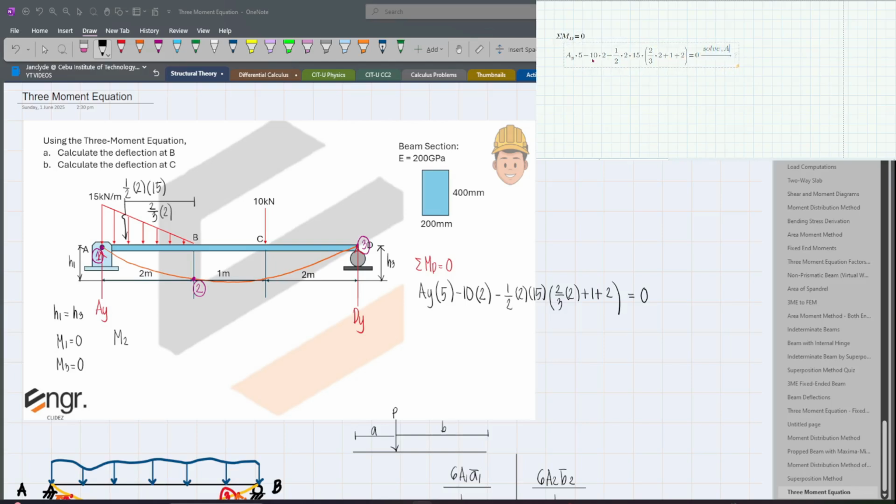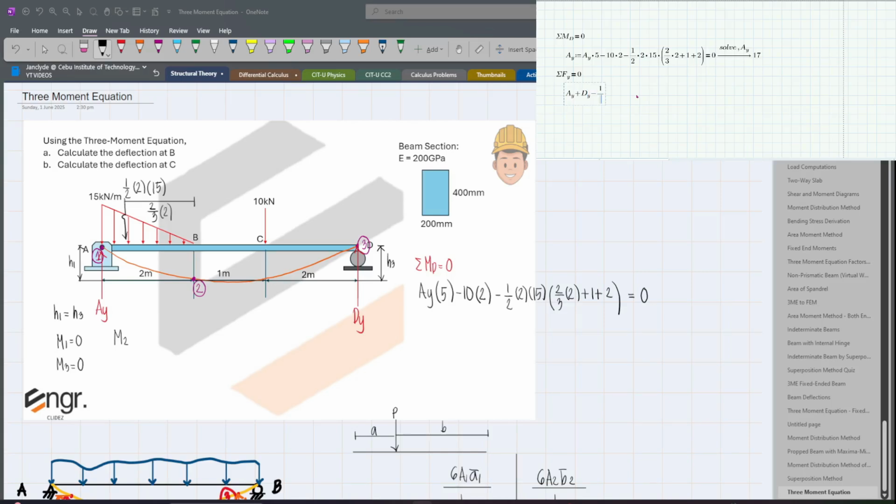So, solving AY, we would get 17. So, store lang natin yan dito sa AY. Then, summation of forces vertical equal to 0. We have this force, AY, acting upward. Then, we also have DY. Ito. Also acting upward. So, plus.